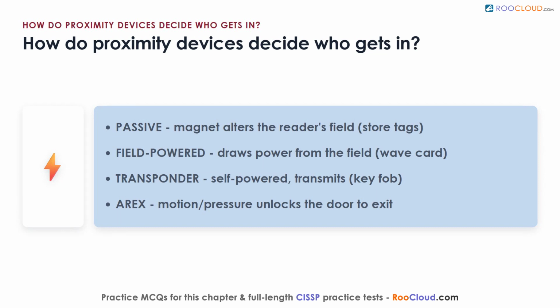A field-powered device wakes up and draws its power from that same field, which is the everyday card you wave inches from a door. A transponder is self-powered and actively transmits its signal, either continuously or when you press a button, like a garage remote or a car key fob. A related feature, automatic request to exit, uses motion sensors or pressure mats to unlock a door automatically as someone approaches from inside, easing exits without weakening entry control.